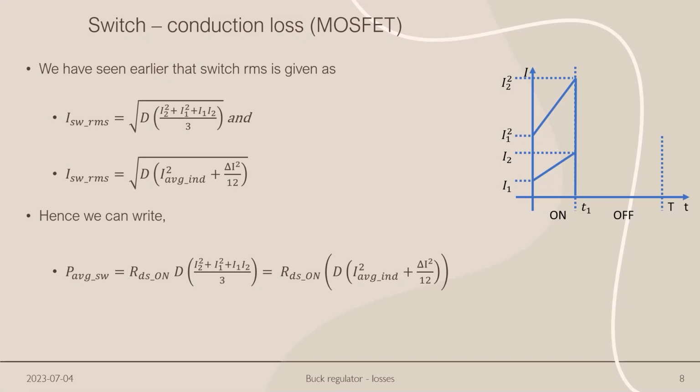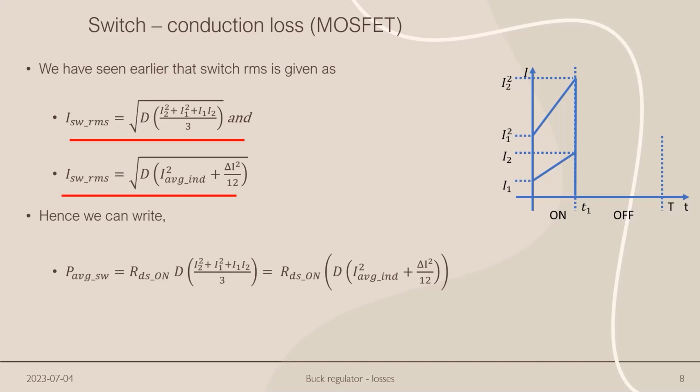From our previous videos, we saw that switch RMS current is the square root of D into I1 square plus I2 square plus I1 I2 divided by 3. RMS current is also equal to the square root of D into average inductor current square plus ripple current square divided by 12.